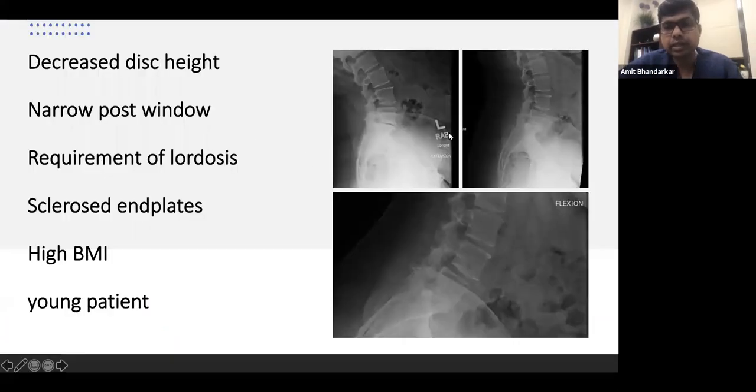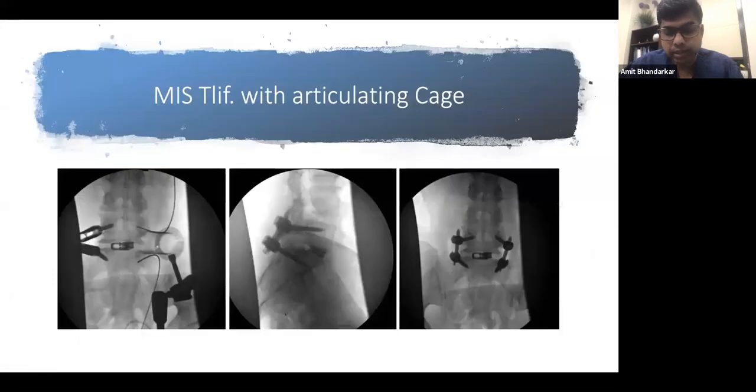This other example, again, is bone on bone, with a narrow posterior window. This is a young patient with a sclerosed end plate, a patient with high BMI. For high BMI, I usually try to do an AMIS TLIF. For a young patient with sclerosed end plates, I'm going to use a titanium one. Again, there's a narrow posterior window, so I'm going to use an expandable cage on her. And obviously, at the L5-S1 area, I want to have a nice amount of lordosis. There's a requirement for lordosis. So I used a similar articulating cage, done through a MIS TLIF, and got a nice restoration of height and lordosis at that level, and the patient is doing good.